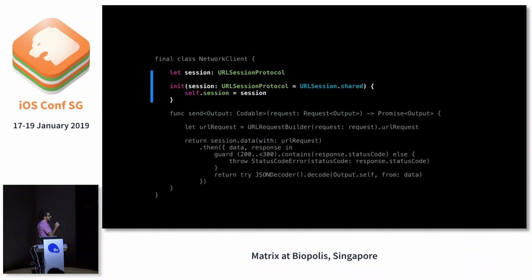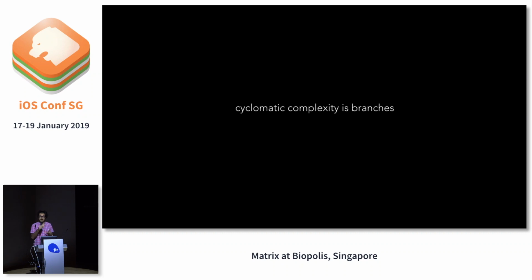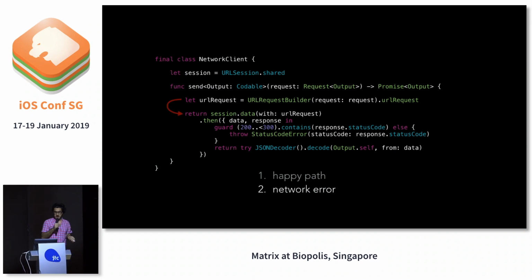The other reason that I know this class is testable is this big, fancy, complex word called cyclomatic complexity. So what is cyclomatic complexity? Cyclomatic complexity is branches. How many branches does this code have? Well, let's step through it. The first branch is what we call the happy path. This is if nothing goes wrong. We create the URL request, send it, check the status code, and decode the JSON. Nothing went wrong. The other three branches are all errors. One is the network error. We create the URL request, send it, and then it immediately errors out, and we don't run any more code.